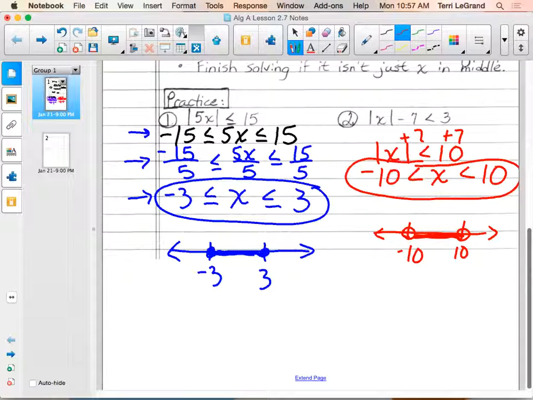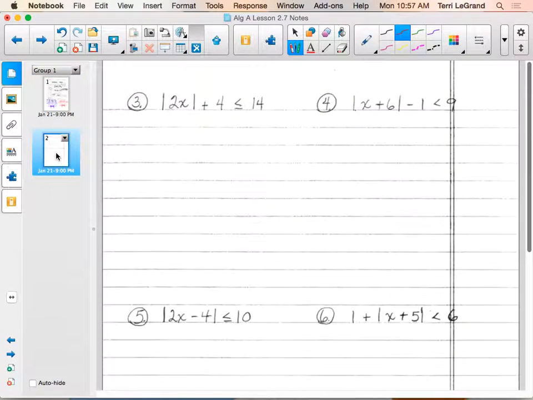Okay? Let's go to the back then and practice a few more here. What would be our first move in this one? What would be our first move? Tori, what do you want us to do? Subtract 4. Subtract 4. Can we get rid of the absolute value bars yet, or just subtract 4? We can just subtract. Just subtract 4. Yeah, we just want to subtract the 4. The absolute value bars are still going to be there. Absolute value of 2x is now by itself, and we have 10 on the other side.